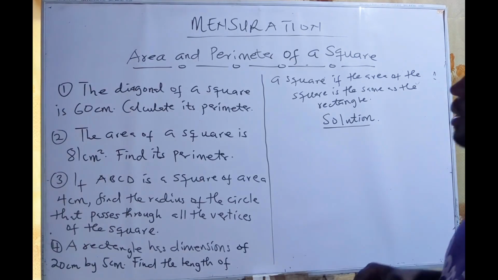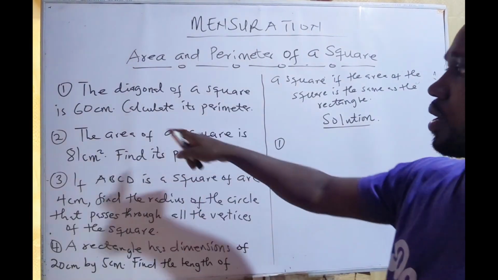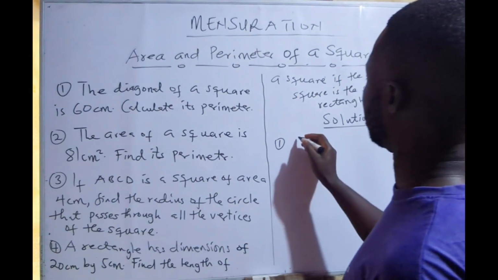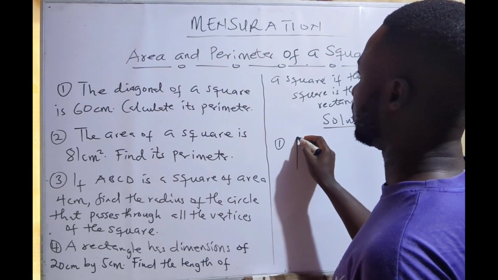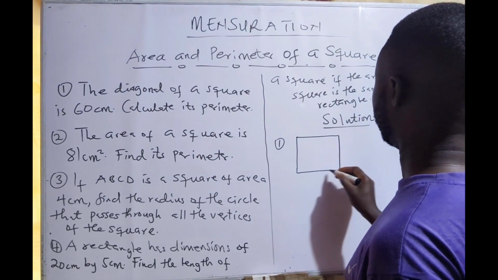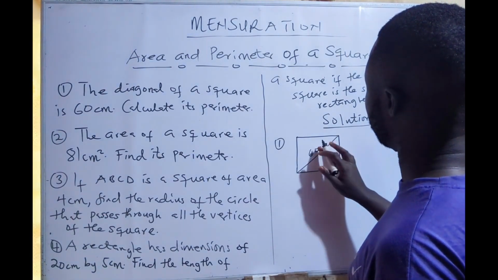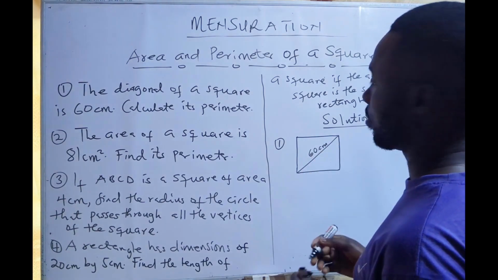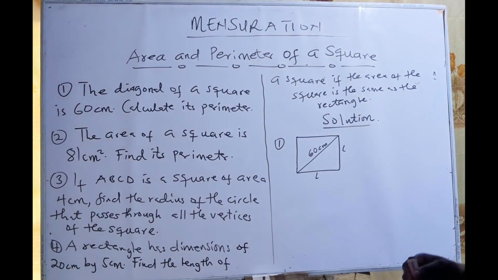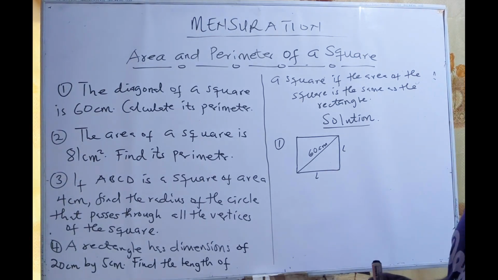All right, so let's consider the questions. Number 1. The diagonal of a square is 60 centimeters. Calculate its perimeter. So you can draw your square and look at where your diagonal is. The diagonal is 60 centimeters. My square has length and length, and I should find the perimeter. So what we have to do is to find the side of the square.